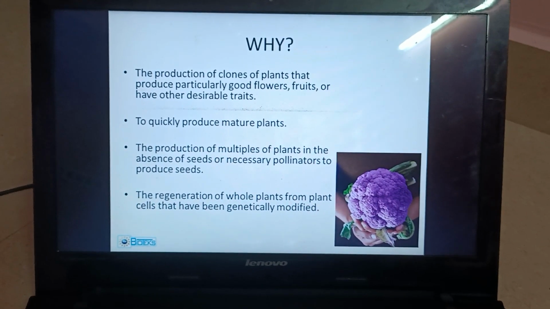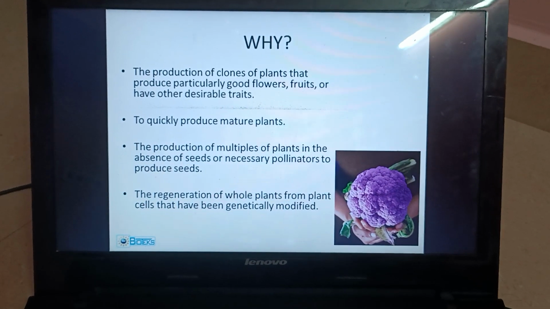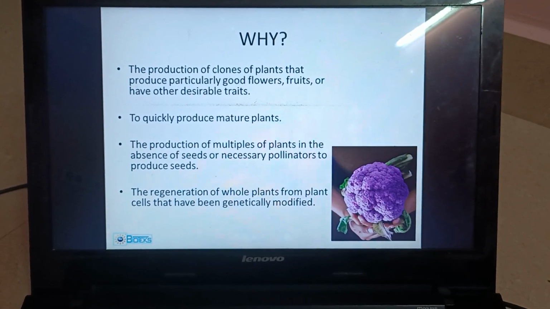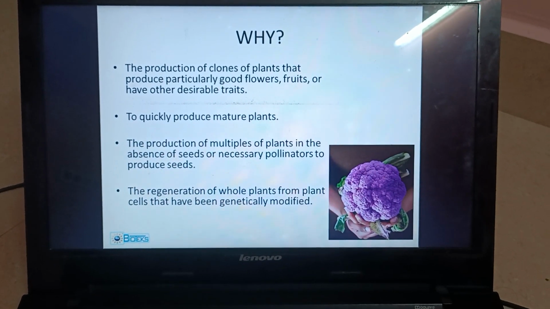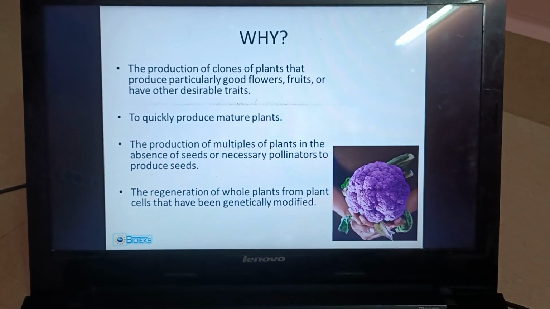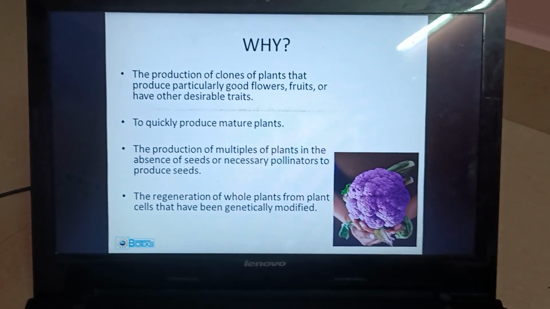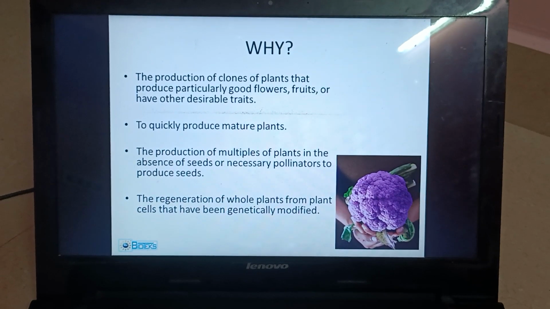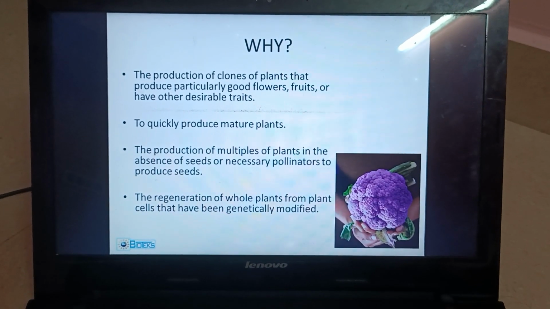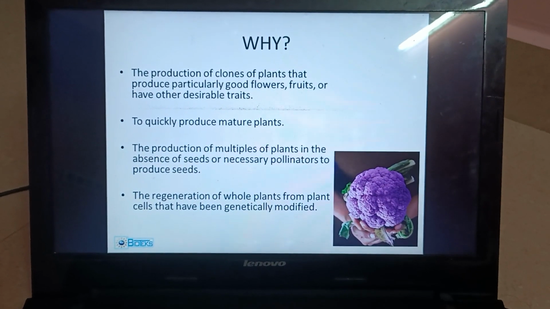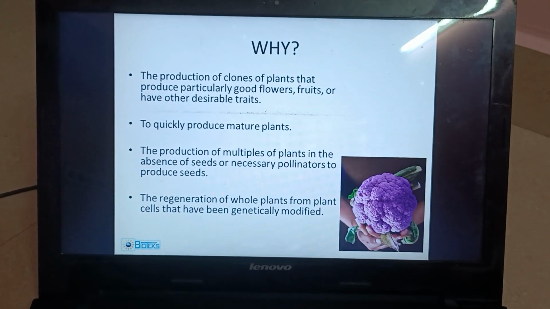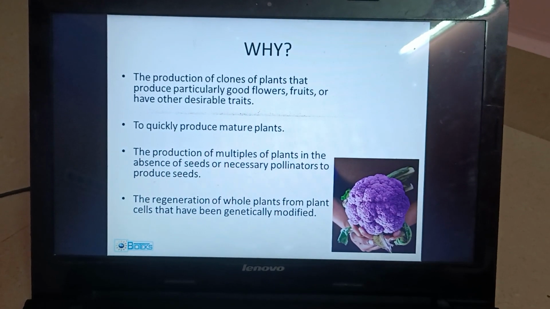So here we can see a purple color cauliflower. I think you can see it. How is it possible? Through this technique only it was made possible. Through these genetic transformation techniques we can produce this purple color cauliflower.